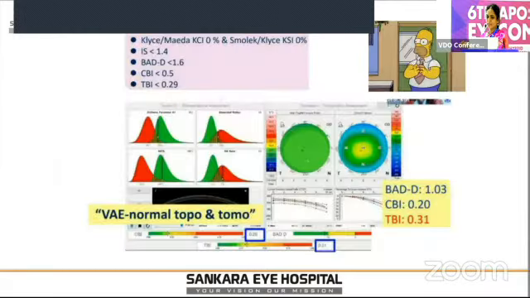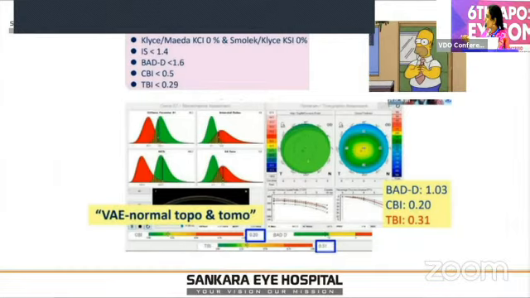Now, the display looks like this. These two come under the Corvis indices, and the inferior-superior comes under Pentacam. BAD-D should be less than 1.6, the CBI index should be less than 0.5, and TBI should be 0.29. So these three indices we have to correlate to differentiate between a normal topo and an abnormal one like ectasia.